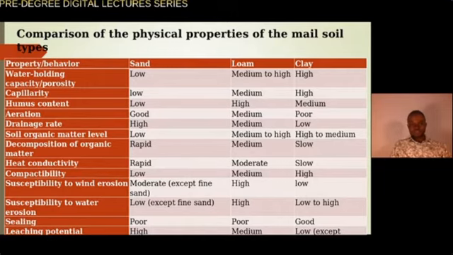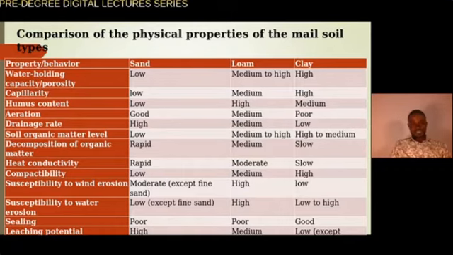Capillarity is low in sandy soil, medium in loam soil, and high in clay soil. Humus content: as we established earlier, the sandy soil is low in humus, the loam soil is high, and the clay soil is medium.